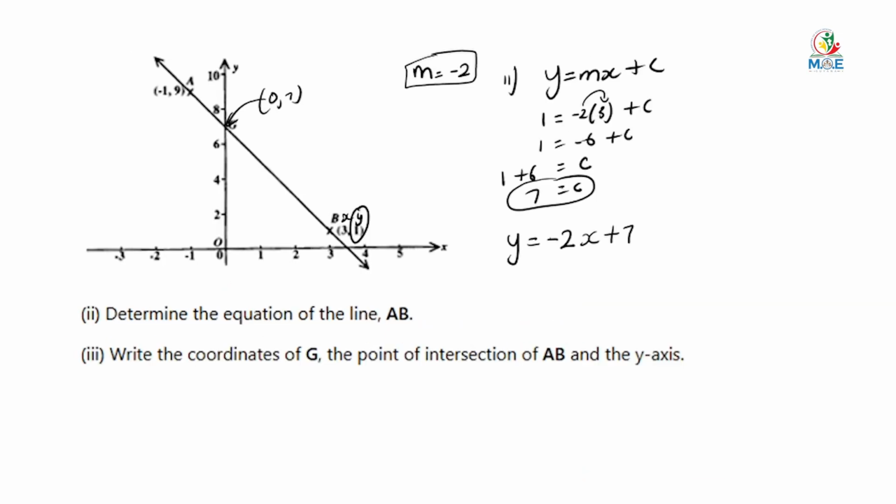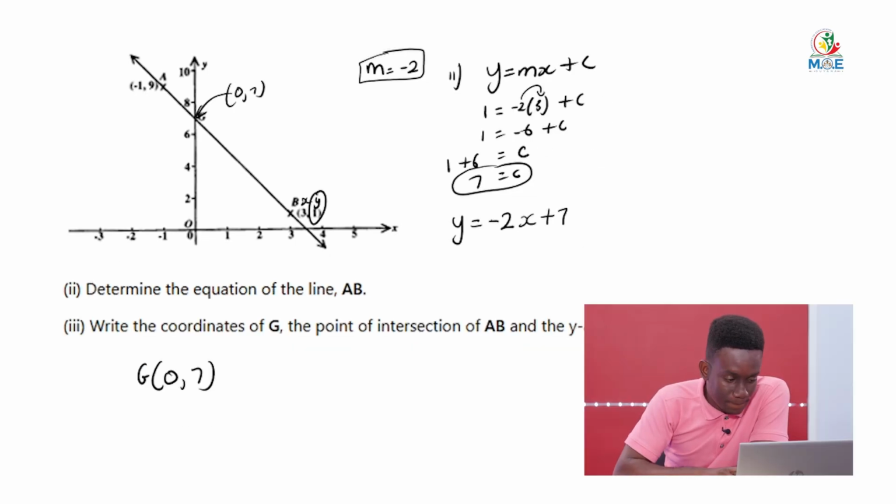So next part, they ask us, write the coordinates for G, the point of intersection of AB and the y-axis. So G would be the y-intercept. The coordinates for G, which is the y-intercept, would be 0 across, 7 up. And that is as easy as that.